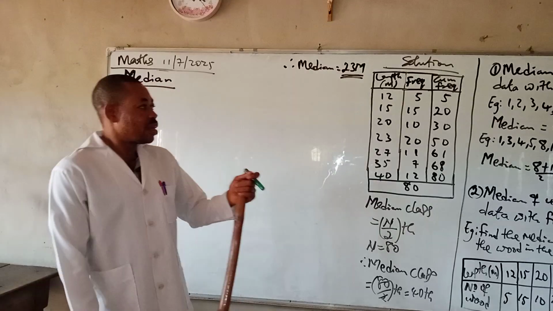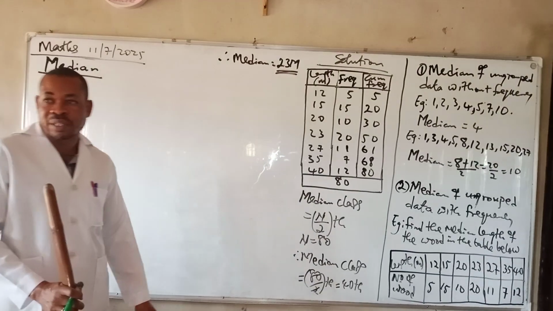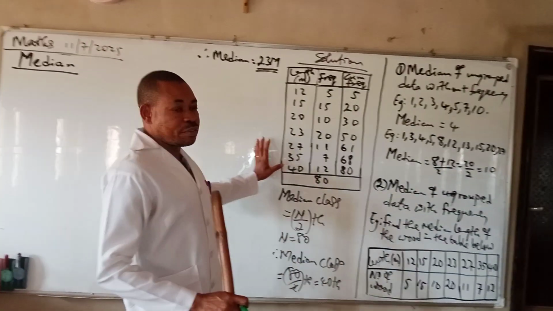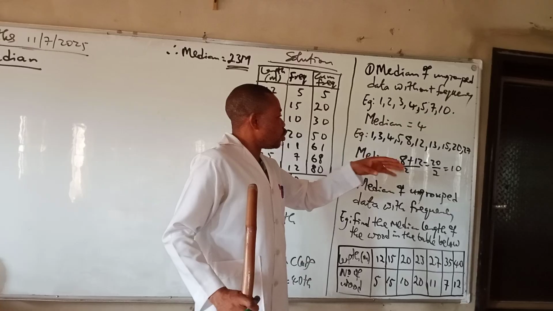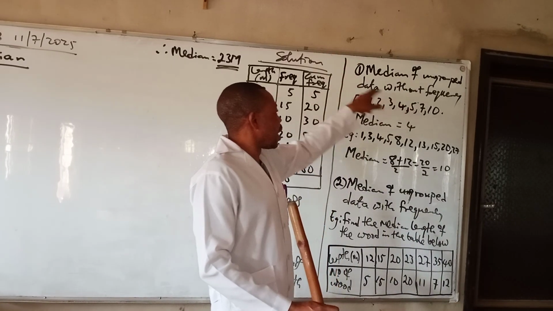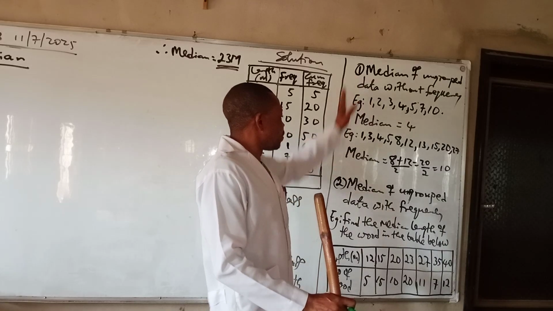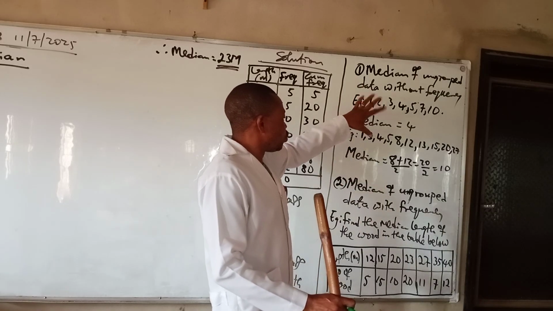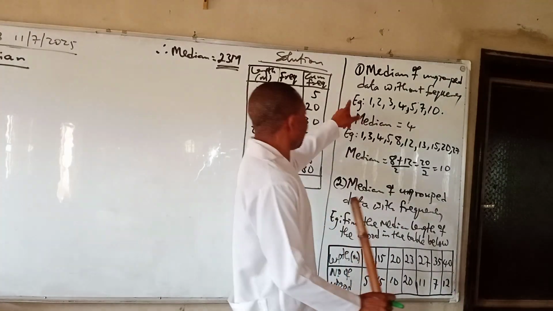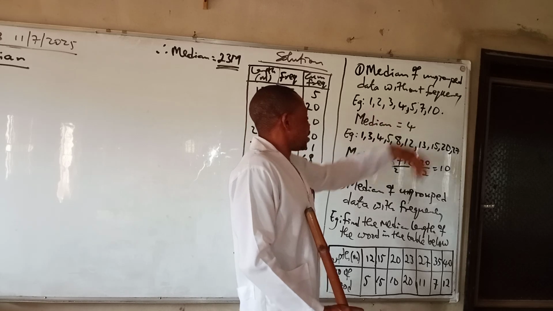So now we have three ways of solving median, but on the board we have only two. The first one is median of ungrouped data without frequency. In the ungrouped data without frequency, the data can appear in two different ways. Good. In the first one, assume the data distributed is like this.